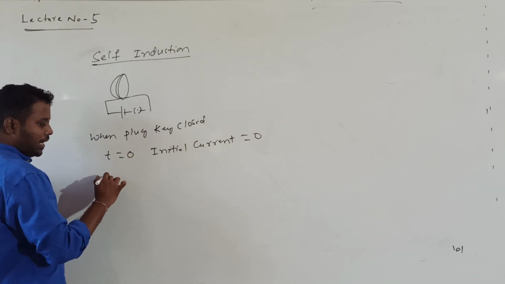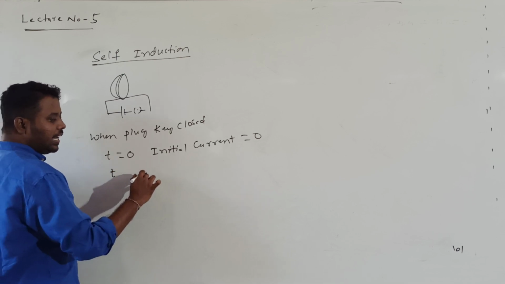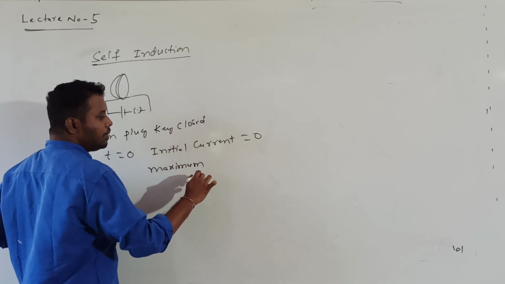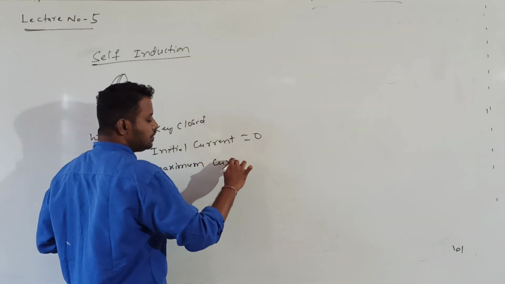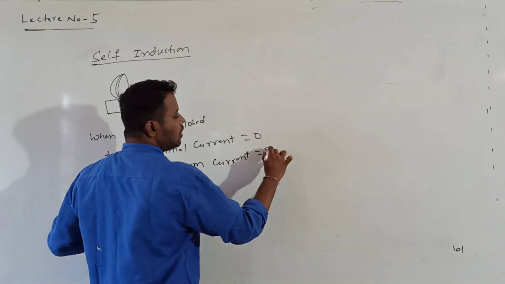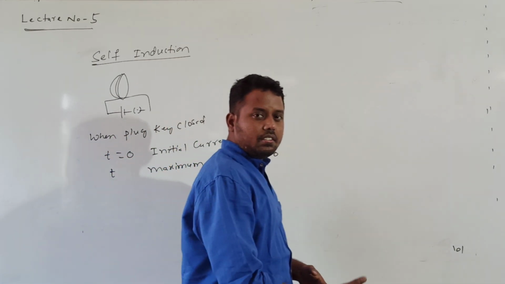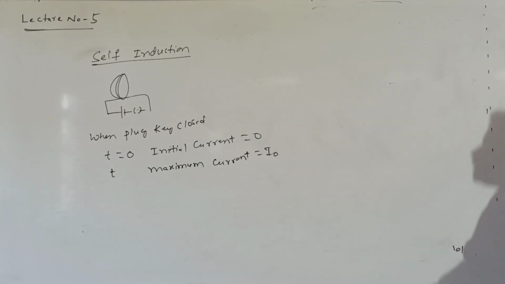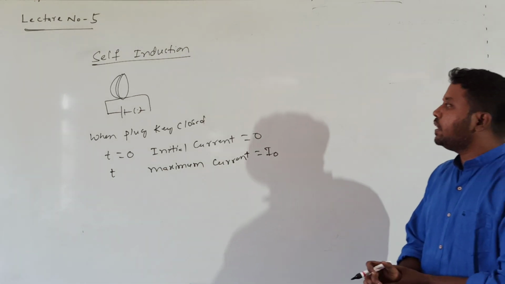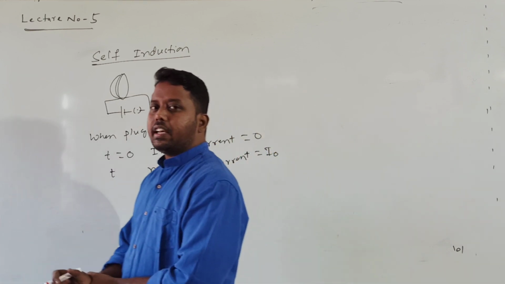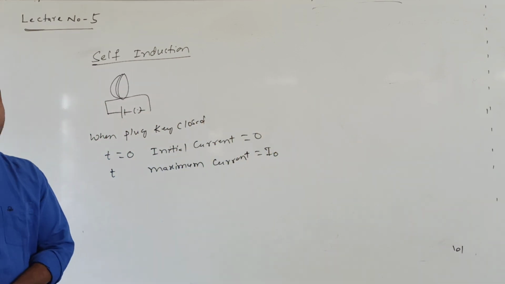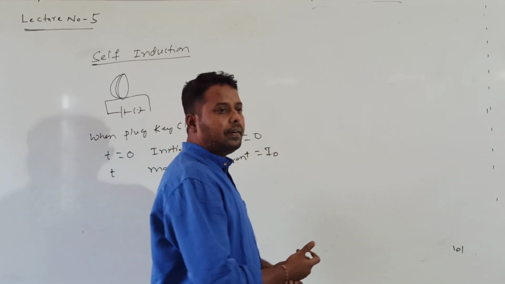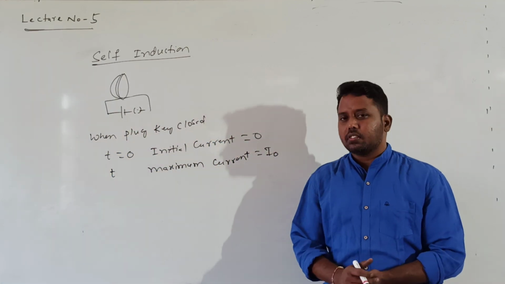But after a time t, the maximum current in the coil, so can I call it I0? What is the initial current in the coil? 0. What is the maximum current in the coil? It is I0. Now what happened? For this current to increase from 0 to maximum, does the current increase instantaneously? No, this is not an instantaneous process.